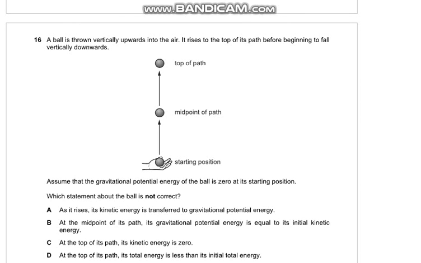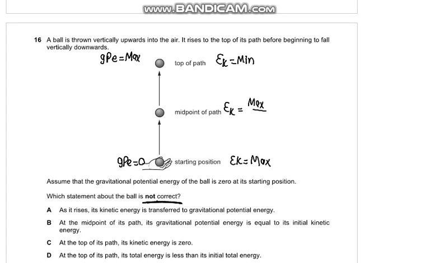So question number 16 says that a ball is thrown vertically upwards into the air. Which statement about the ball is not correct? So let's see regarding the gravitational potential energy and kinetic energy. At the starting point, our gravitational potential energy is 0 and our kinetic energy is maximum. At the top of the path, our kinetic energy would be minimum and our gravitational potential energy would be maximum. At the midpoint of the path, the kinetic energy would be half of max and our potential energy would be half of max.